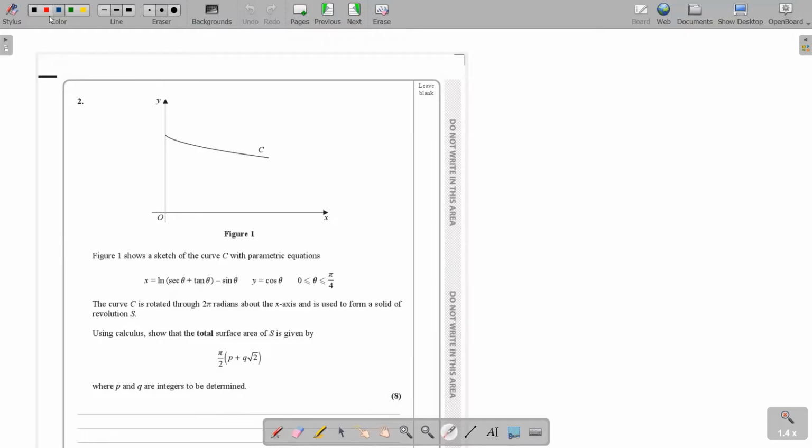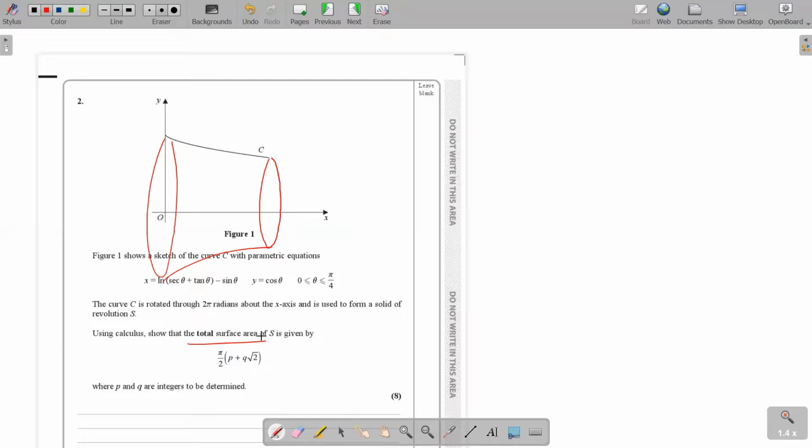So basically, they are rotating this 2 pi radian around the x-axis, right? And you get something like this. You see the 3D object. So they are not asking you for the volume of it. Volume is what you learn in P3, P4, right? Now they are asking you to calculate the total surface area of this object.